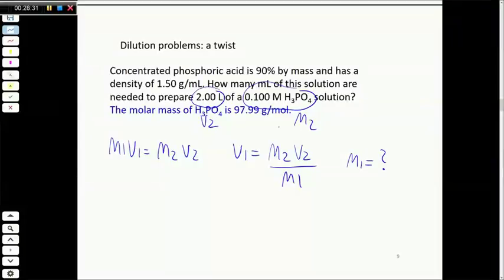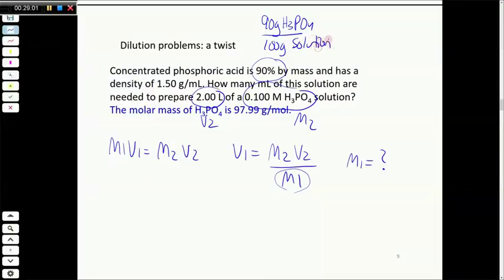Alright, so this is the rearranged equation solving for V1. We need this number to be able to solve it, but we don't have it directly here because the initial concentration we're given is in mass percent. Now this is another concentration unit, not the most common one, but what this means, and we kind of already know what mass percent means, is that this solution has 90 grams of solute, H3PO4, per 100 grams of solution.